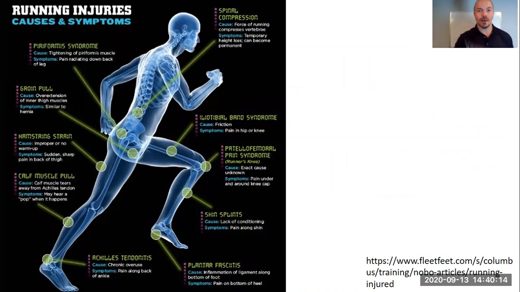So if we're running nonstop, or that's our primary modality of training, there's plenty of injuries and issues that can spring up.